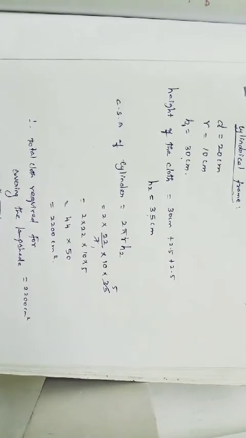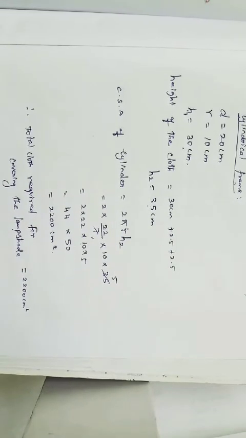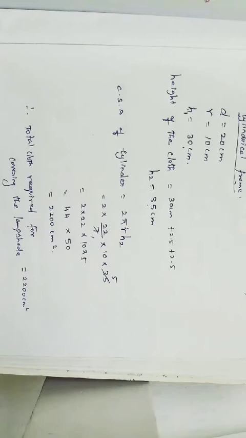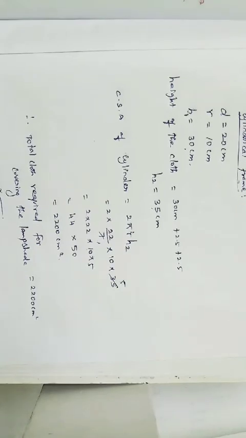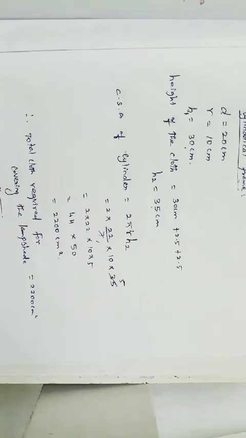And today's homework is sum number 8 and sum number 11, right? I'm just explaining how we want to find sum number 8 and sum number 11. It's easy, whether we are going to find the CSA of a cylinder or the TSA of a cylinder. But you have to understand what they are asking, whether curved surface area or total surface area, right?